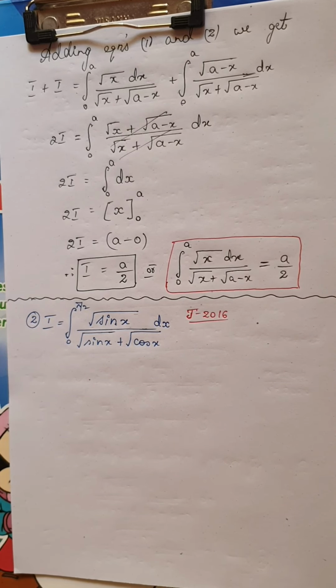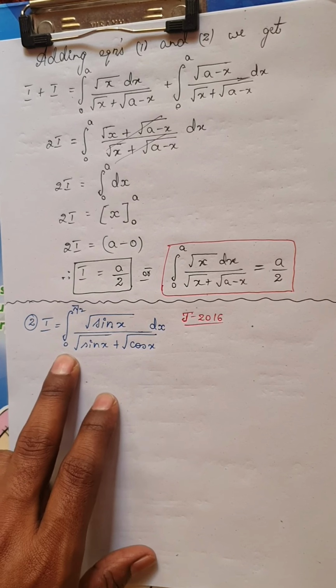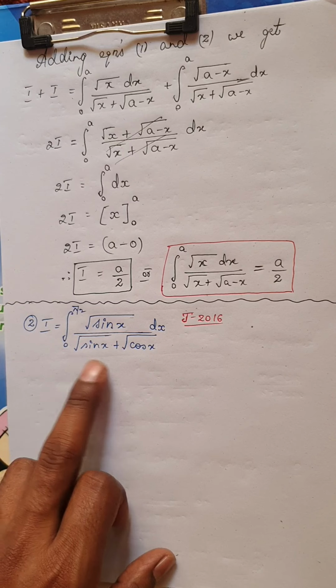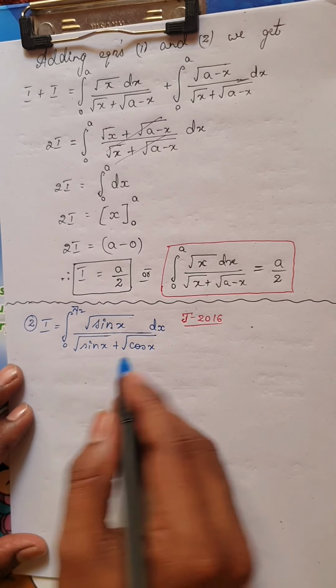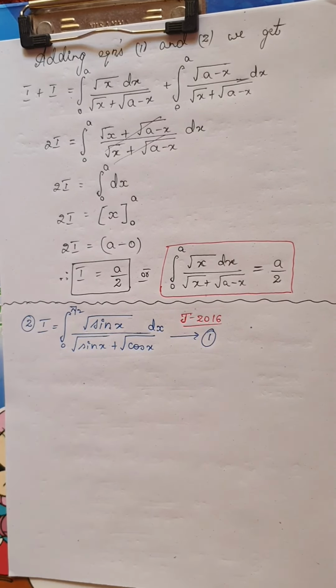So, the second question we have related to this property is to evaluate the integral from 0 to pi by 2 of root of sin x divided by root sin x plus root cos x dx. It was asked in the year July 2016. Okay. So, whatever the given integral is, I am going to consider it as equation 1.